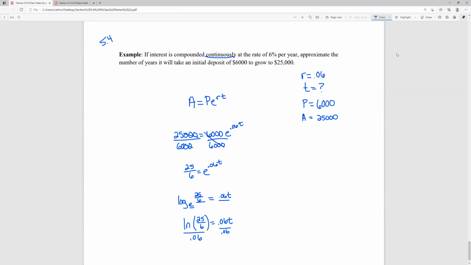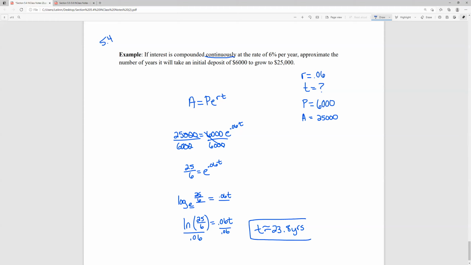This is where you'll need your calculator handy when you're doing these problems for both the test and for your WebAssign. We need to do the natural log of 25 divided by 6, which I got 1.427 something for that. Then we want to divide that by the 0.06. So that's going to round out to about 23.8, going to one decimal. And this is in years.